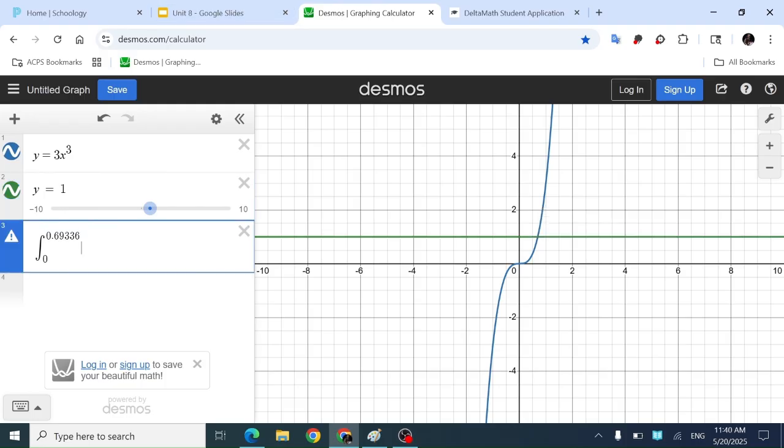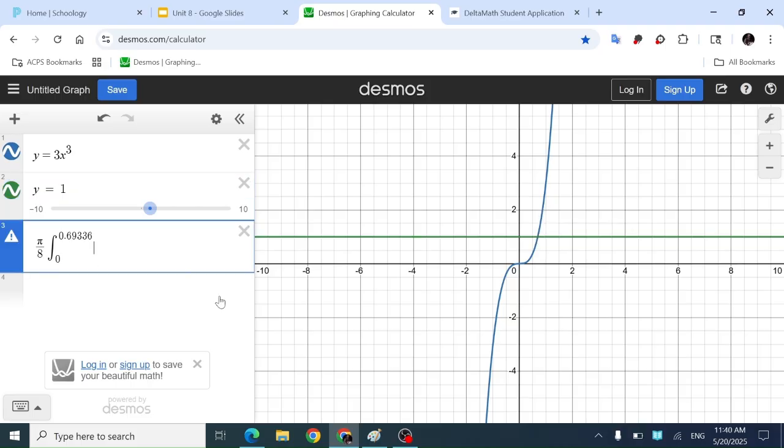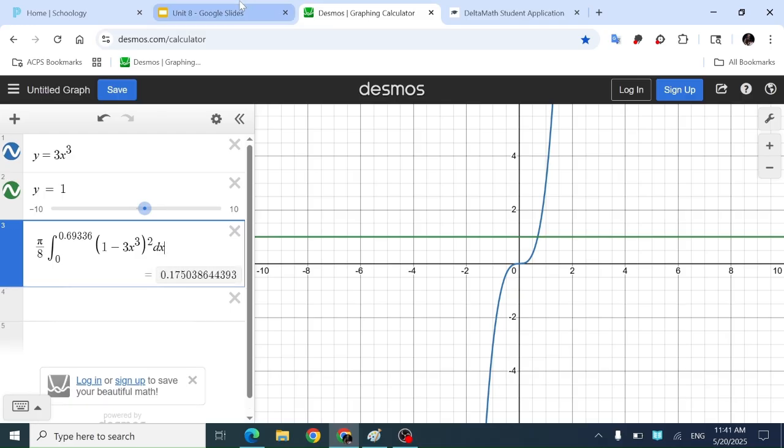Next, what we want to do is add a pi over 8 outside the integral in front of it, because that is going to be our formula for a semicircle. So just make sure you memorize that. And then just simply do your top function minus your bottom function. So 1 minus 3x cubed. And then we're going to go ahead and square that and then add a dx. And that right there is going to be your answer to this one.